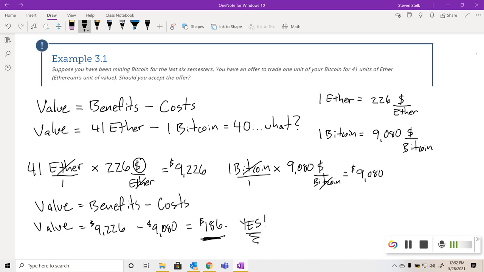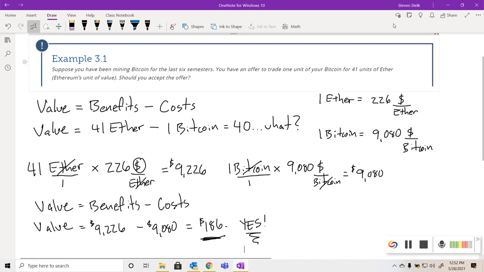So even if you have no preference for ether whatsoever, that doesn't really come into play here when we're talking about making value maximizing decisions. It's really only the market prices of the commodities that come into play for these values when we're making decisions. Okay, that's it for this one.